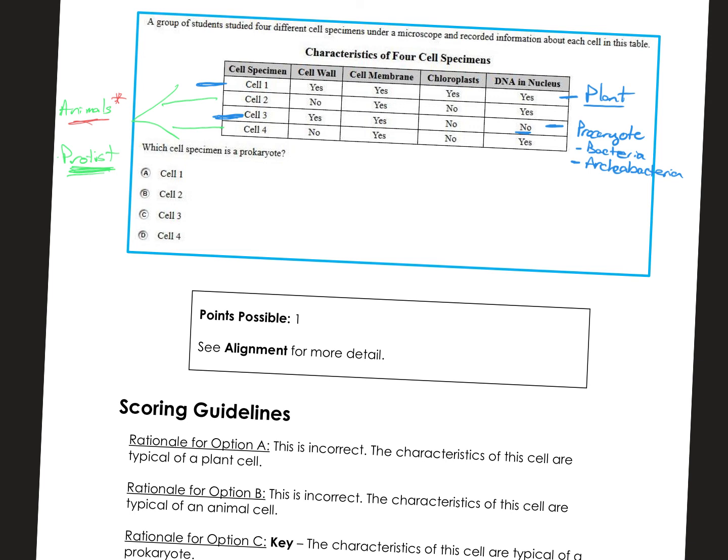All right, which cell specimen is a prokaryote? Well, that was easy. It's 3. We're done. Didn't have to do all that. But I thought I'd go over that because we don't know what kind of chart they're going to throw at you on Friday. If you know the qualities of the 4 groups we've hit on all year long, you should be able to identify that. All right, we're moving on.